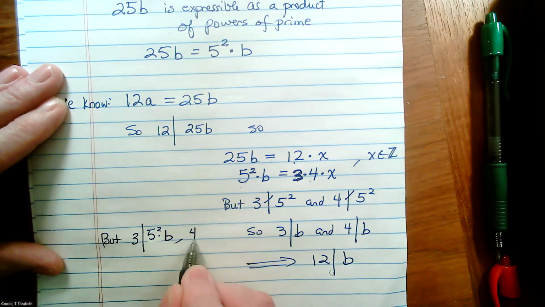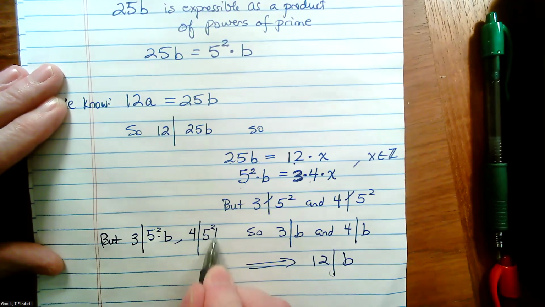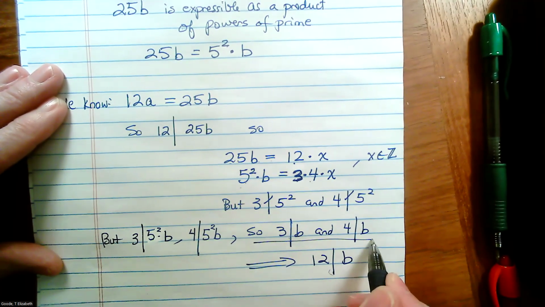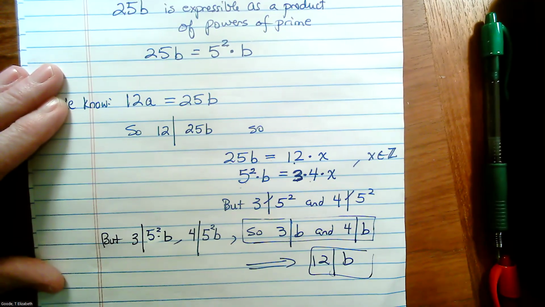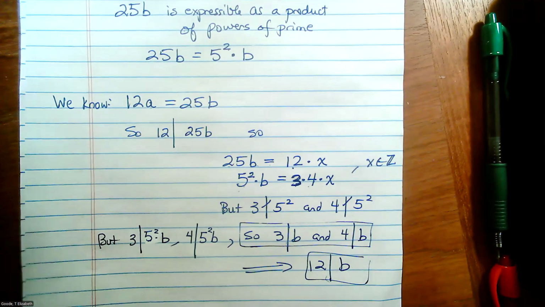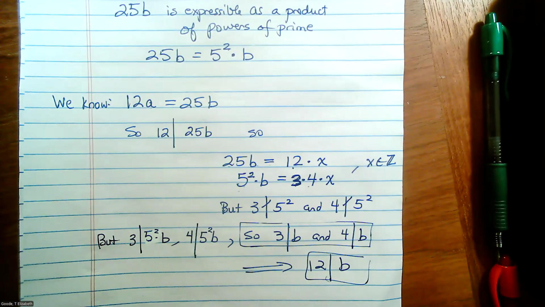And 4 does divide 5 squared B. So this is what has to happen. Since 3 and 4 both divide B and they don't have anything to do with each other. It's not like 2 divides B and 4 divides B, where the 2 could be in the 4. But the 3 and the 4 being relatively prime force their product to divide B.